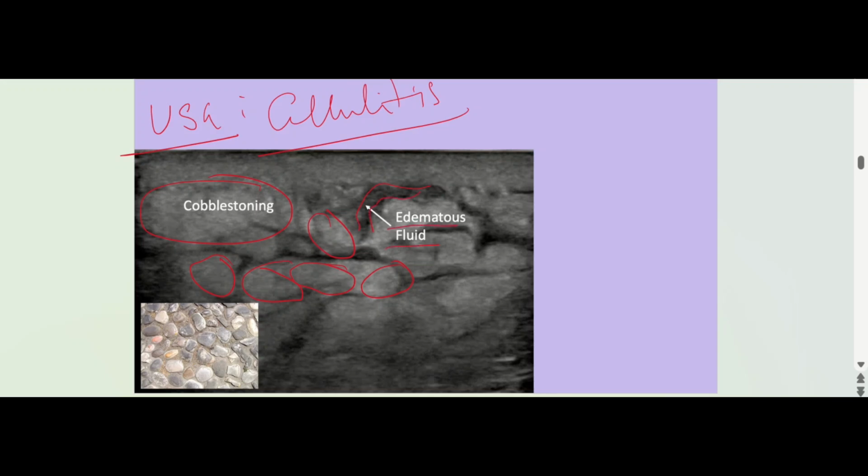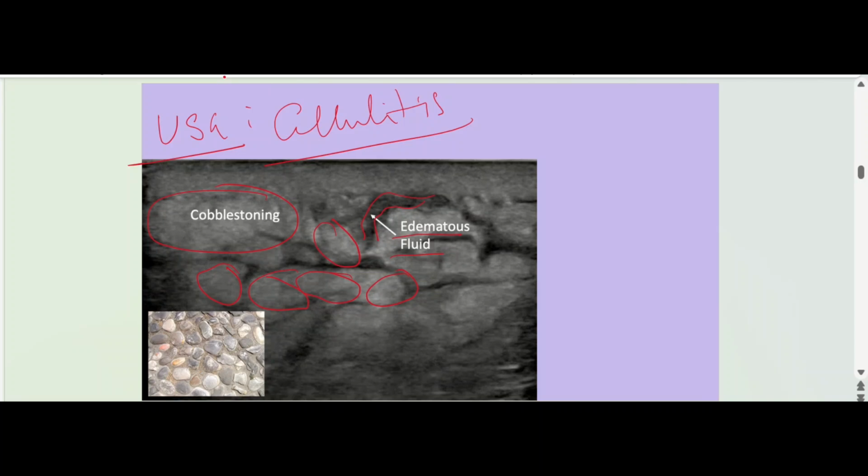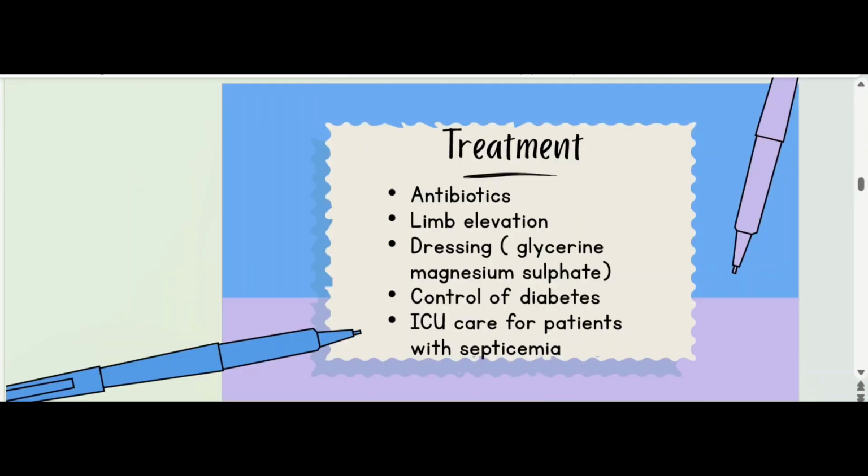Edematous fluid is marked here. See, this is the edematous fluid. So cobblestoning is typically seen in case of cellulitis on ultrasound. Because of the chronic inflammation, the fat globules are bumpy, irregular, and there are septations, and among those septations, edematous fluid is collected. Okay. Now coming to the treatment part.